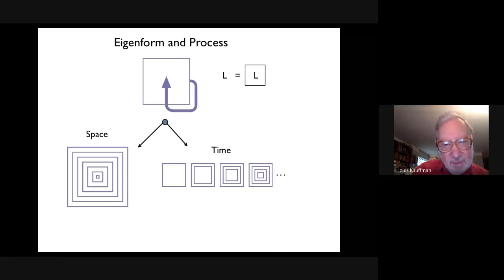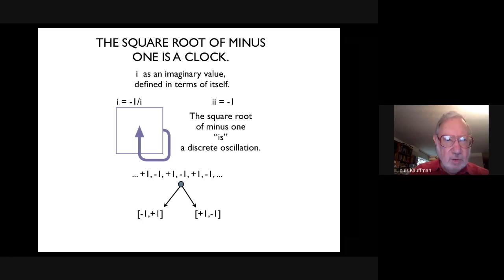And as I say, I want to think about certain simple examples that occur first, and then we will talk more generally. So a simple example that I like in relation to this is the square root of minus 1. If you think of the square root of minus 1 as being defined in terms of itself, that is, i squared equals minus 1, but you could think of it as being defined in terms of itself, i is equal to minus 1 over i, and then it is in the form of a reentry.